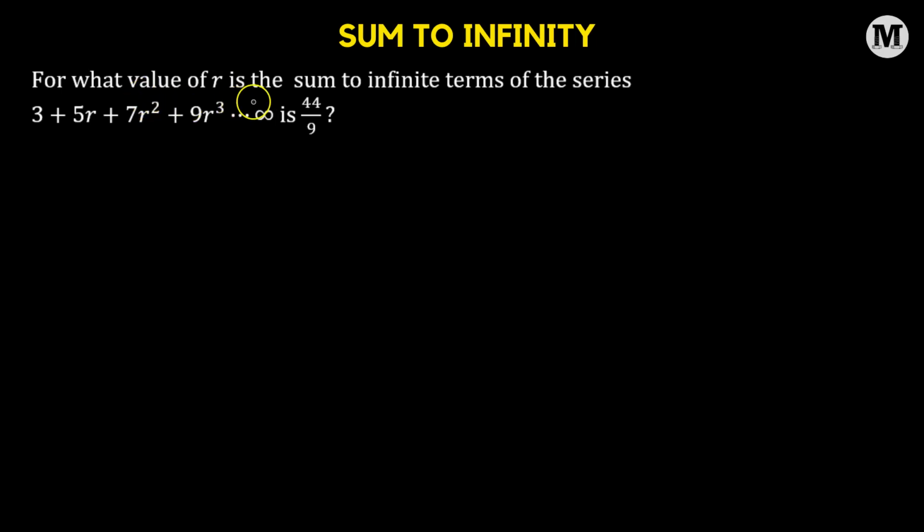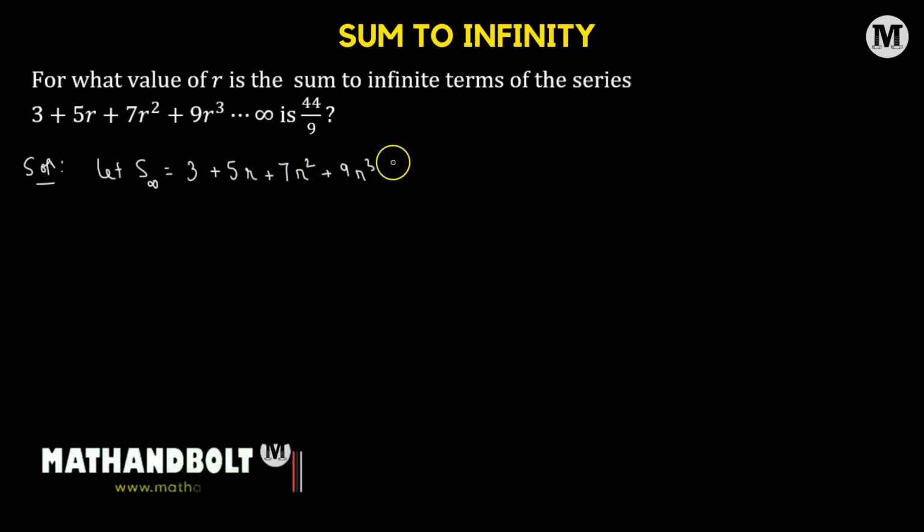Find the value of R, given that the sum to infinite terms of the following infinite series is 44 over 9. Let us begin. So here we have a series. We're going to denote the sum as S infinity. The series is 3 plus 5R plus 7R squared plus 9R cubed, and it goes all the way up to infinity.